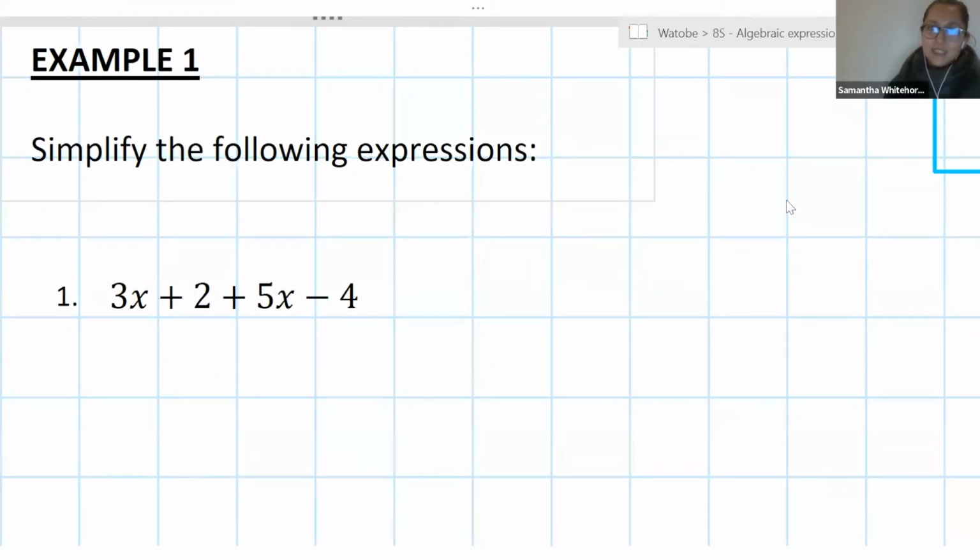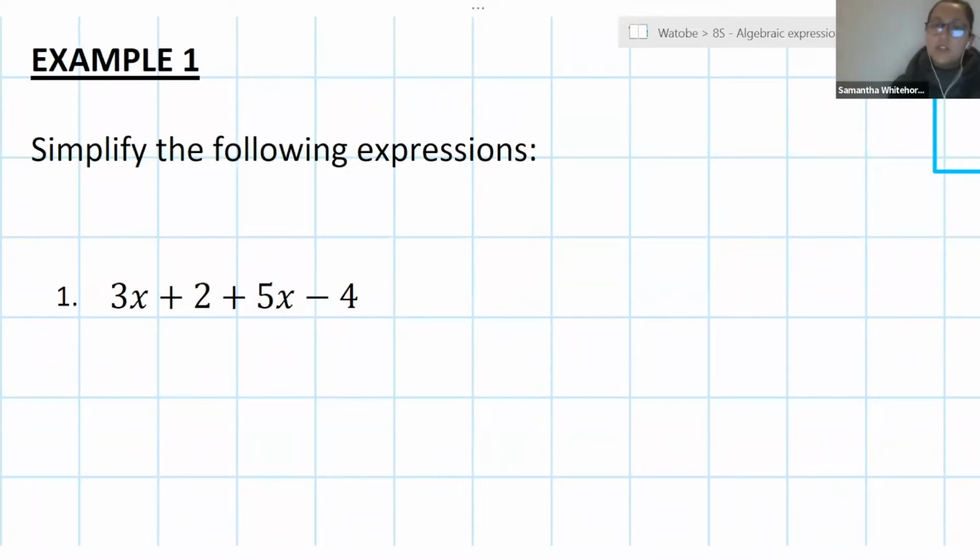Lolita, want to tell us? 4 terms. Awesome. Now, Lolita, can I ask, how do I identify my terms? So like what separates terms? What do I look for? Plus signs, subtraction signs, or equal signs.